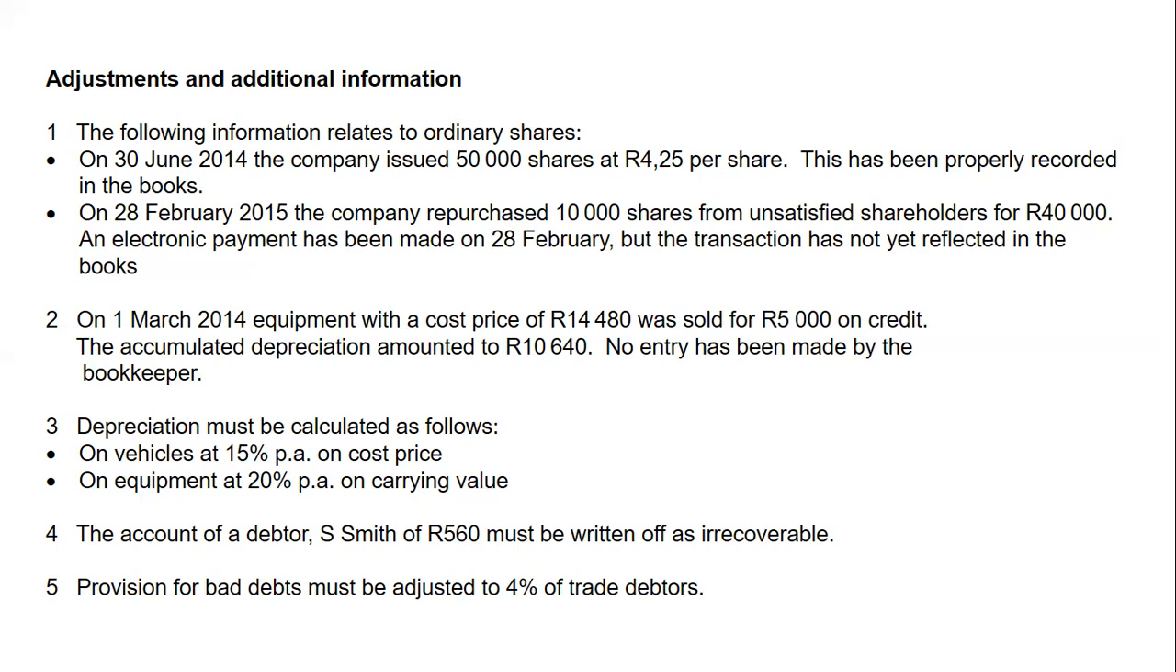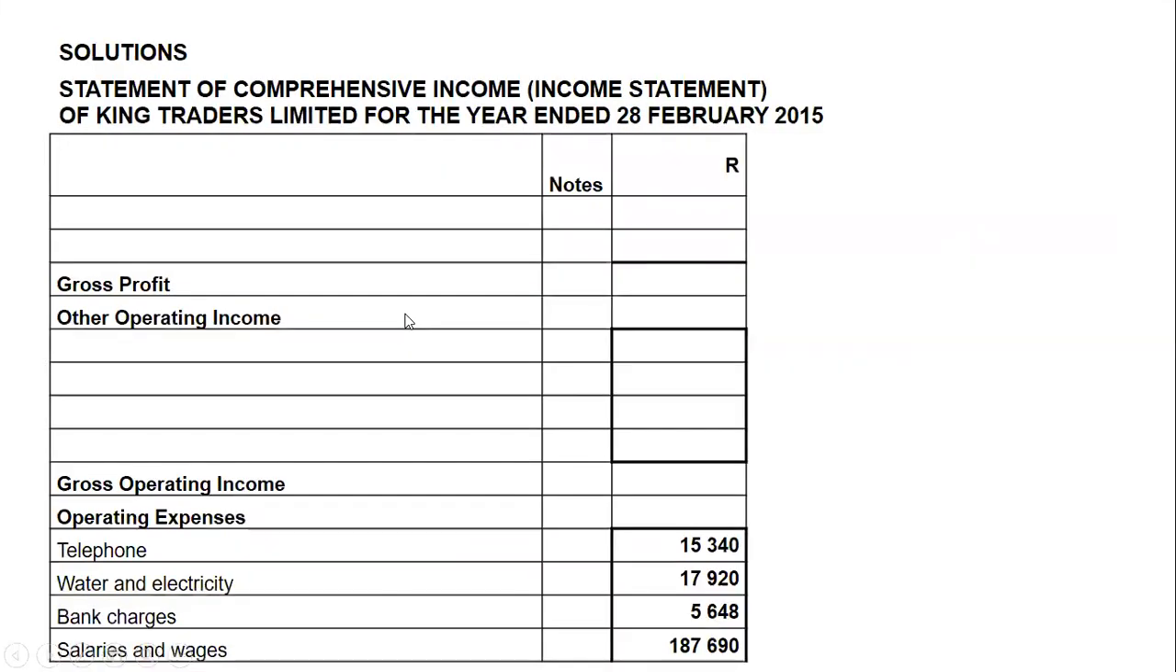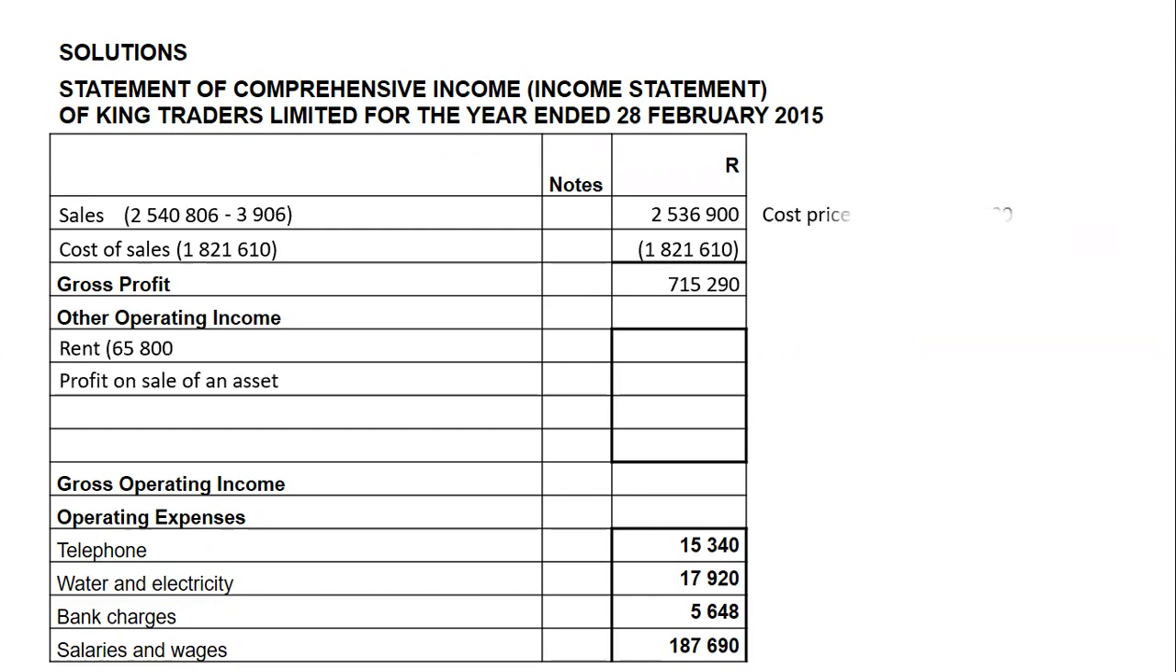Please note that the selling price was 5,000 rand. So we sold this equipment for 5,000 rand. I'm going to start by recording the transaction in the income statement by determining whether I made a profit or a loss. All these were actually done in the first part of this video. So I know that the cost price of the asset is 14,480. Accumulated depreciation is 10,640, meaning that the carrying value of this asset at the beginning of the year was 3,840. That is the carrying value.